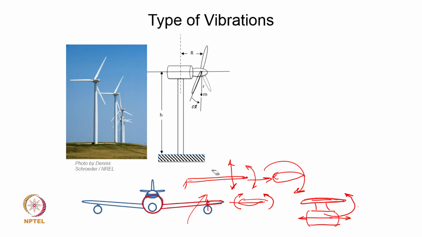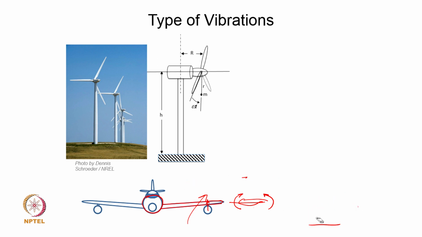Just a second. Okay. What else? I can give a couple more examples. Now, I think we have done a couple of examples of bending and torsion vibrations.